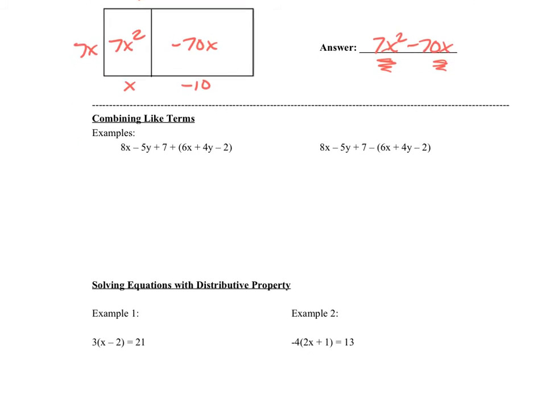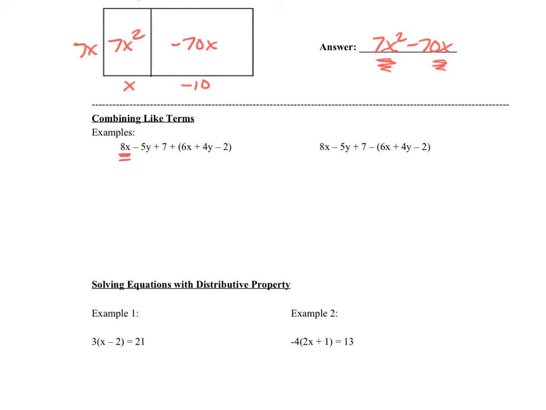Our next section here is called combining like terms, and the second example of this will have a distribution component to it. Looking at the first example, when we're combining like terms, I'm sure you've done this before, but we're only allowed to combine terms that have the same letter. And then they have to have exactly the same letter.